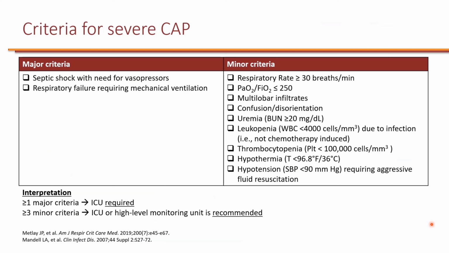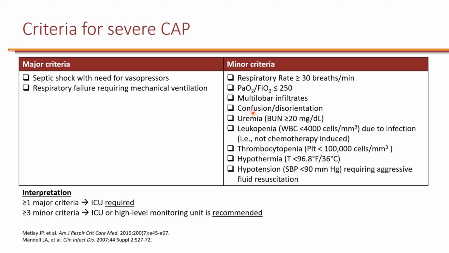Now, the 2019 IDSA guideline for CAP uses the same criteria as the 2007 guideline for classifying patients as severe community-acquired pneumonia. So there are 2 major criteria and there are several minor criteria. If the patient has one of the 2 major criteria, it will be considered severe pneumonia. And basically with severe pneumonia, for the most part, the patients will likely need to be in the ICU. So as you can see, the criteria here is septic shock with need for vasopressor. So this can only happen in the ICU. And of course, respiratory failure requiring mechanical ventilation. So both vasopressor and mechanical ventilation will require patients to be admitted to the ICU.